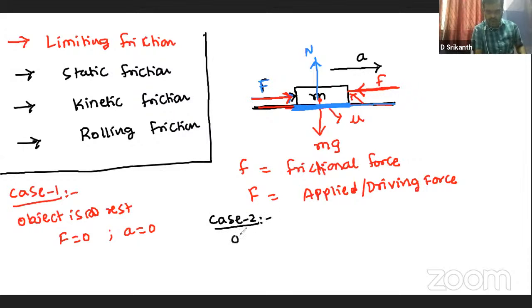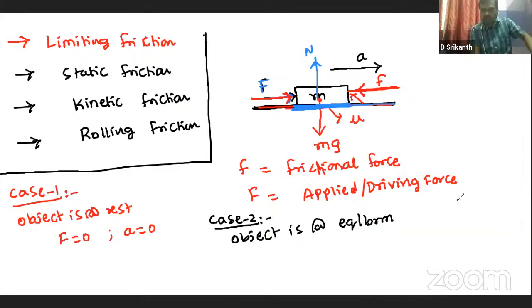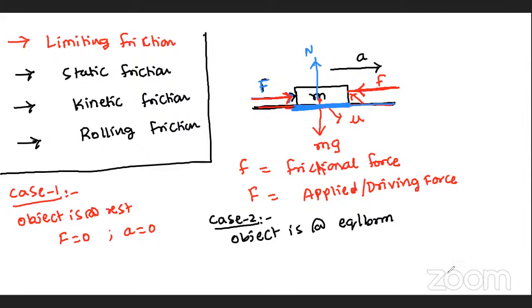When the object is in equilibrium, equilibrium means what? Stationary. All forces are balanced. The applied force is equal to the frictional force.